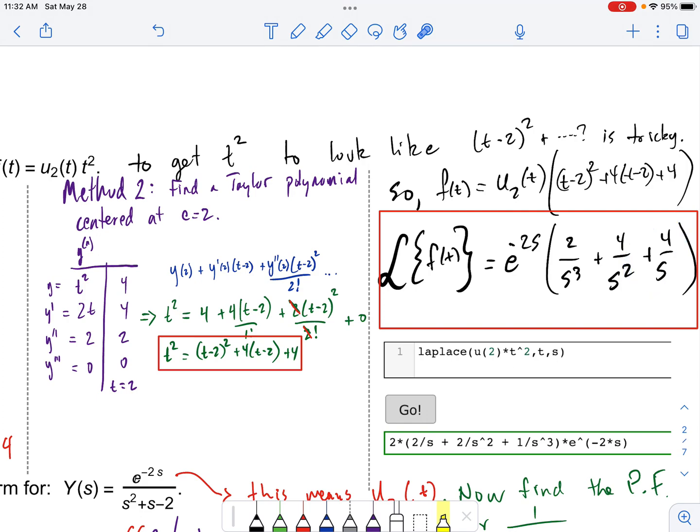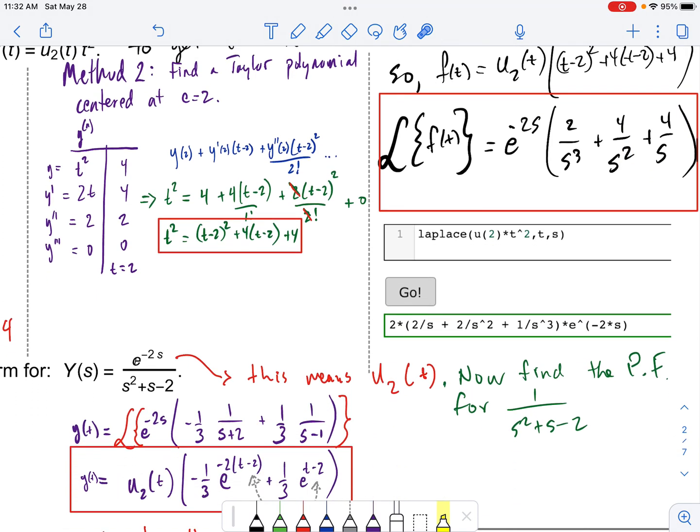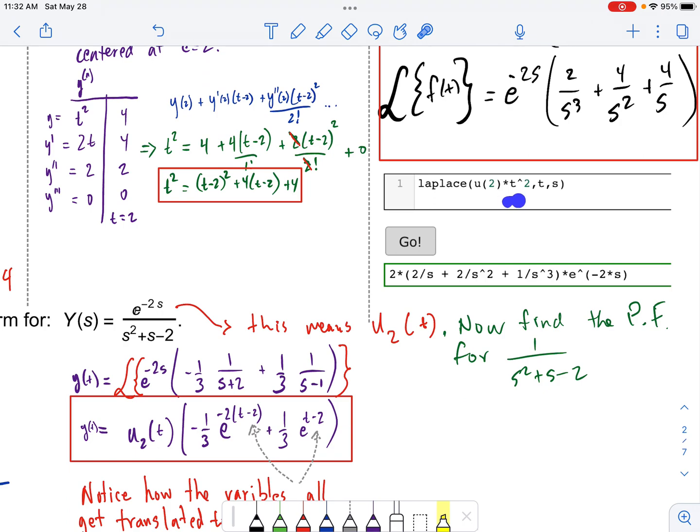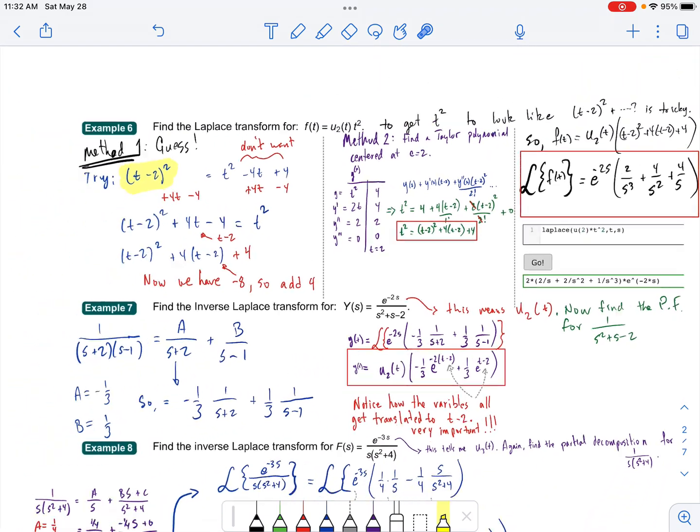And just to double check with Sage Math to see how that t squared is handled, it does exactly what we got. It just for some reason factored out a 2 here. So it still got a 4 over s squared, 2 over s cubed, all multiplied by that e to the negative 2s there. So there's how we can take the Laplace of a unit step times a function.